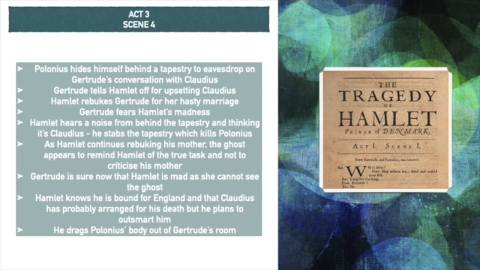Hamlet knows at this point that he's bound for England and that Claudius has probably arranged for his death, but that he plans to outsmart him. Claudius has told him he's going to England for some sort of diplomatic reason, but Hamlet has figured out that it probably means he's sending him to his death. But he says he already plans to outsmart him. And then, just to prove Gertrude's fears further about her son's madness, he drags Polonius's body out of Gertrude's room in a very inhumane and mad way.